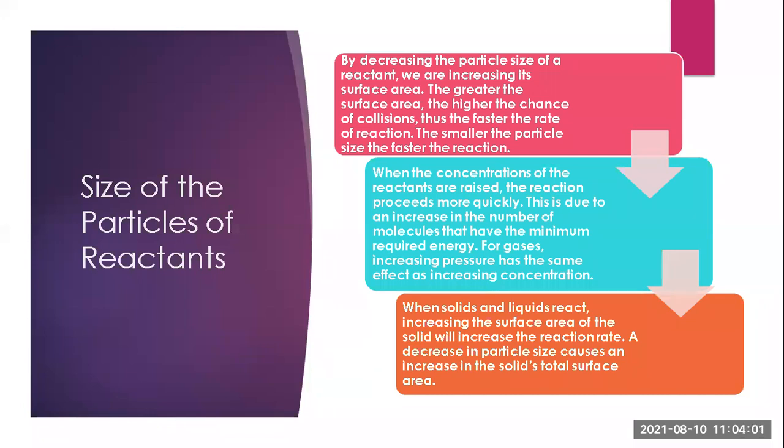As the size is small, the surface area is increasing, and as the surface area increases, there is a higher chance of collision. So it will absorb the substance also and react fast. So in that case, the rate of reaction will be faster. Smaller the size of the particle, faster the reaction, and bigger the size of the particle, slower the rate of reaction. So this is the key point about the size of the particles of the reactants.